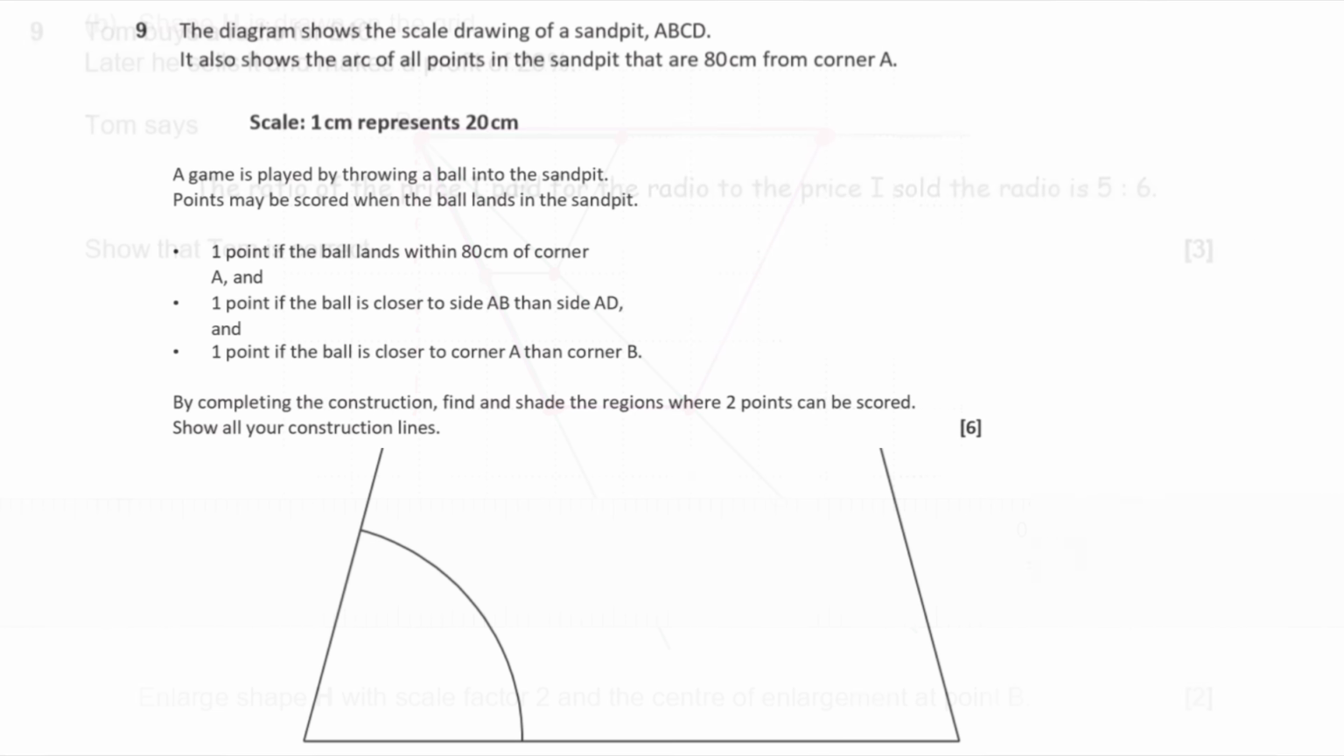Okay, I'm done. The diagram shows the scale drawing of a sandpit ABCD. It also shows the arc of all points in the sandpit that are 80 centimeters from the corner A. We're told that the scale of 1 centimeter represents 20 centimeters.